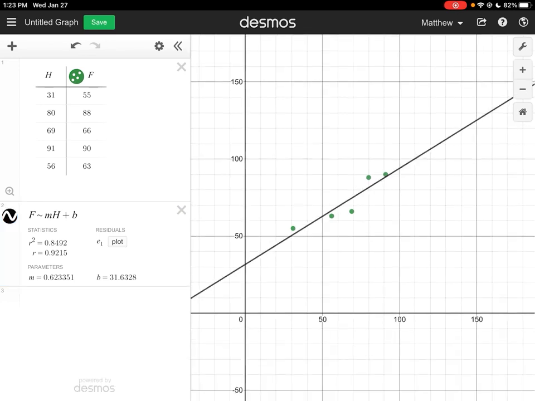If you have multiple tables, you don't want to use the same headers in all of your tables, because then Desmos will be confused about which table to look at. So make sure all your table headers are different.